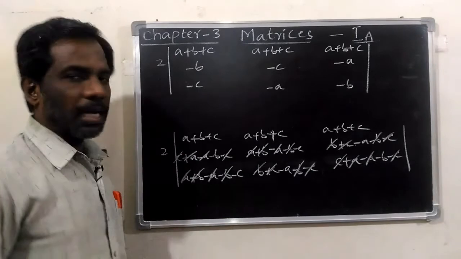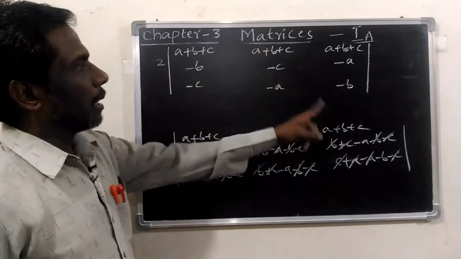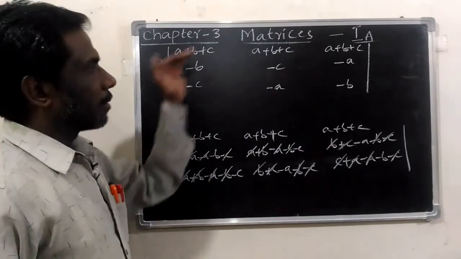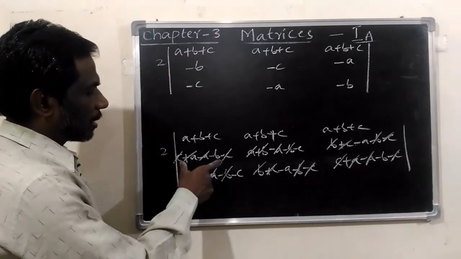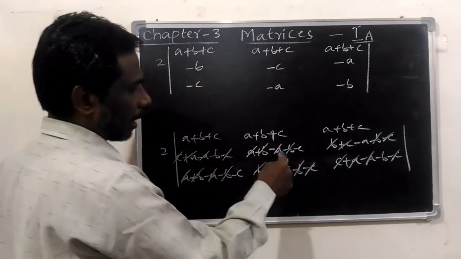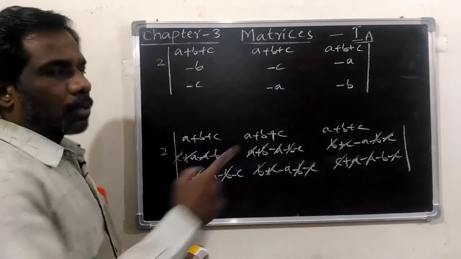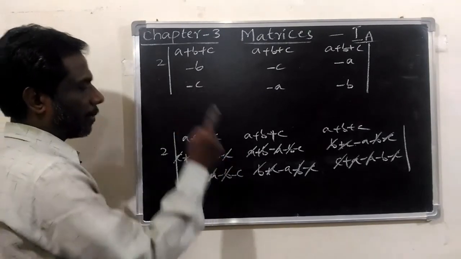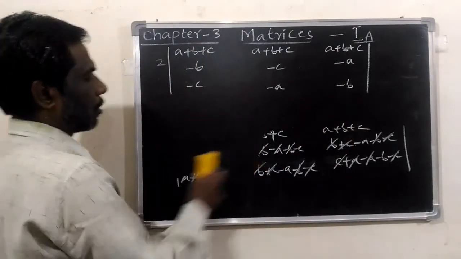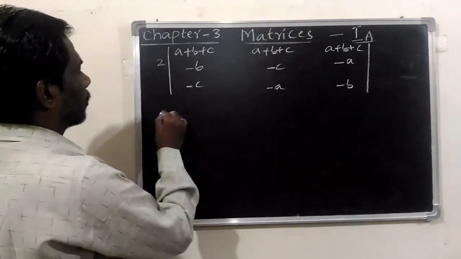Yes. After we cancel it, write the first row as it is: A plus B plus C, A plus B plus C, and A plus B plus C is the first row. And after we cancel here in the second row, what are the remainders? Here minus B remains, here minus C remains, minus A remains. In the third row, minus C remains, minus A remains, and minus B remains. So after we write the remaining matrix, write 2.